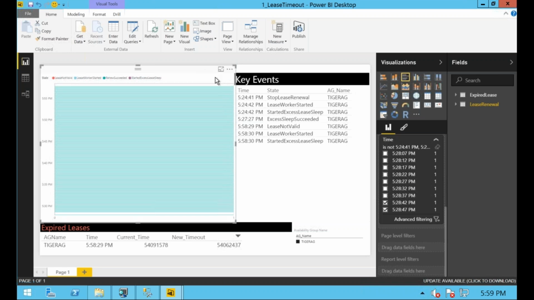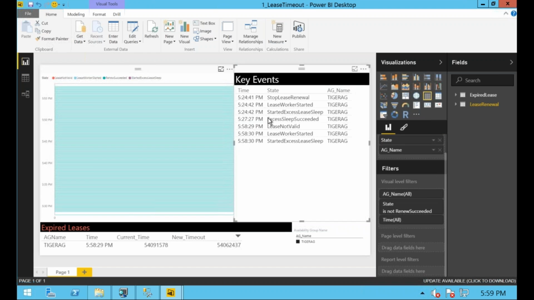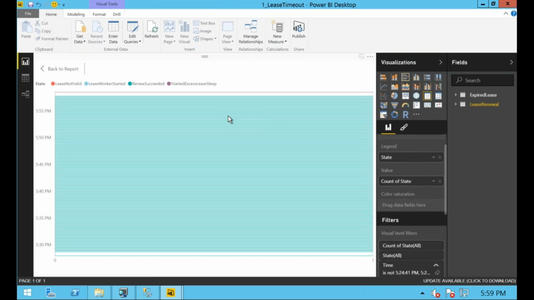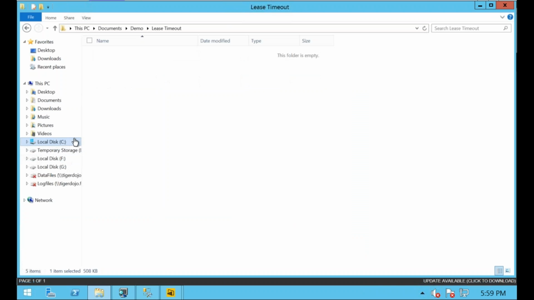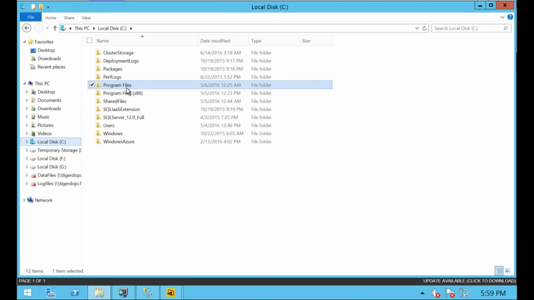And then, Amit, is there a good way for you to see whether the timeout is from the Windows failover cluster side or the SQL execute side? Okay, good question. So let's go ahead and look at the SQL Server instance.